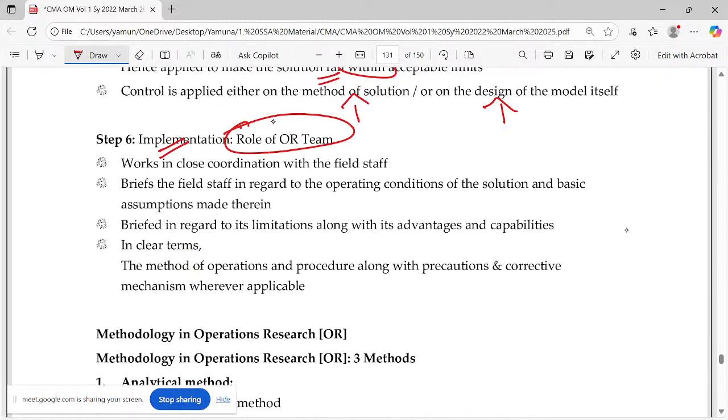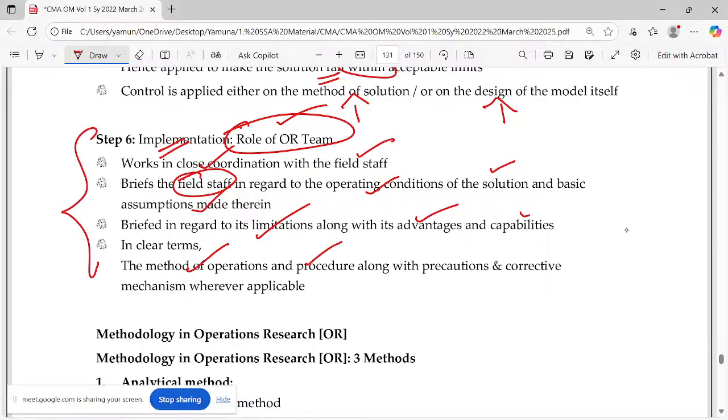Now comes the ORT. They will be working in close coordination with the field staff. They will check whether the operating conditions of the solution that we have defined, and the basic assumptions, are all done properly. This will be the briefing done by the field staff. They will check what the limitations are, along with the advantages and the capabilities, and in clear terms they will define the method of operation and procedure. So implementing means the theoretical team, which was working completely behind, is completely in coordination with the field staff. That is the implementing team, and they will be working in close connection.